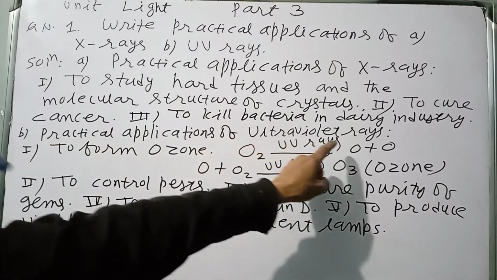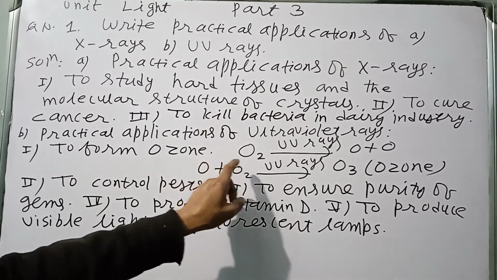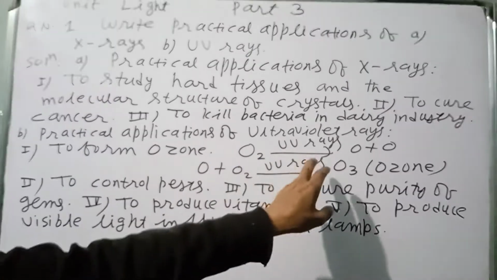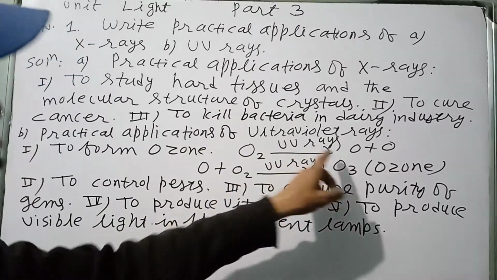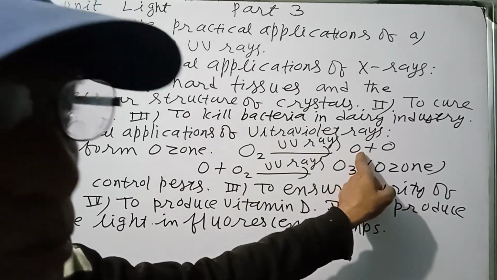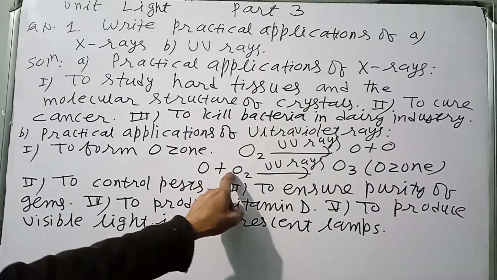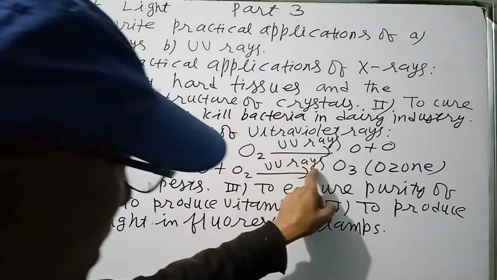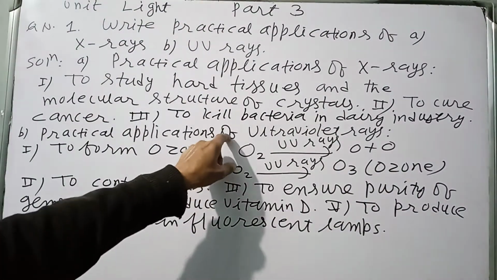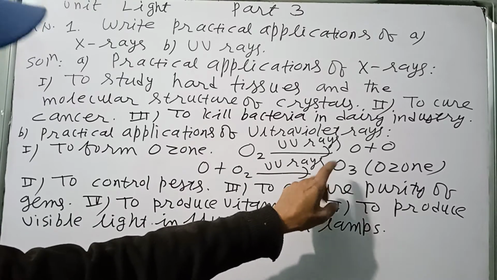B. Practical applications of ultraviolet rays are as follows. Number 1, to form the ozone layer. Ozone is very important because in the stratosphere ozone is found. How? In the presence of ultraviolet rays, oxygen is broken into two oxygen atoms, O plus O. This oxygen atom combines with an oxygen molecule in the presence of ultraviolet rays to form ozone, O3. Ozone protects us from harmful solar radiations.